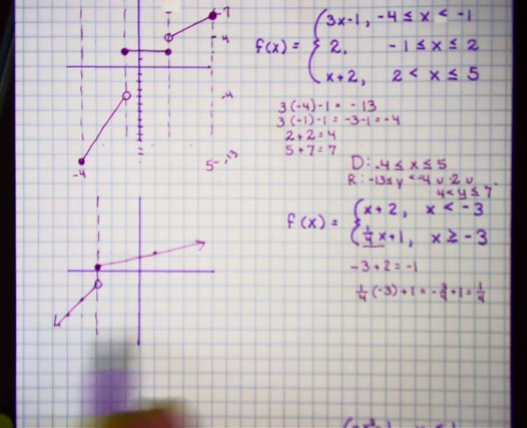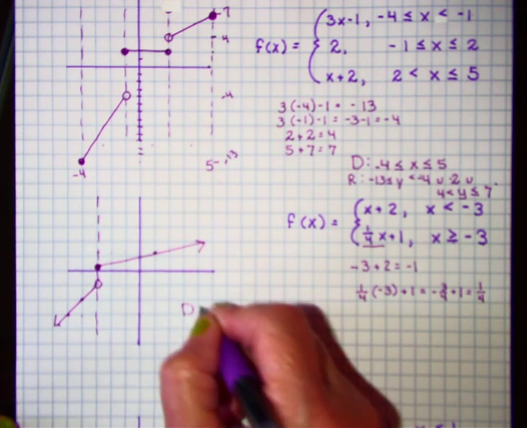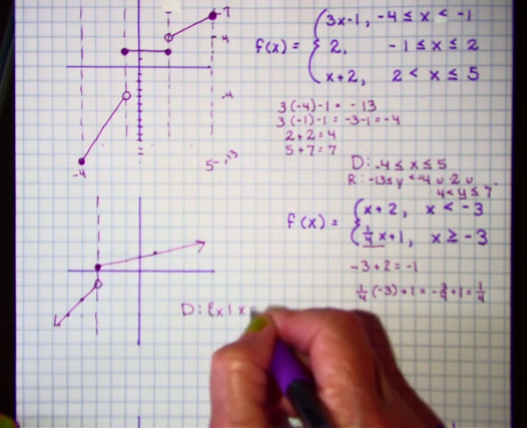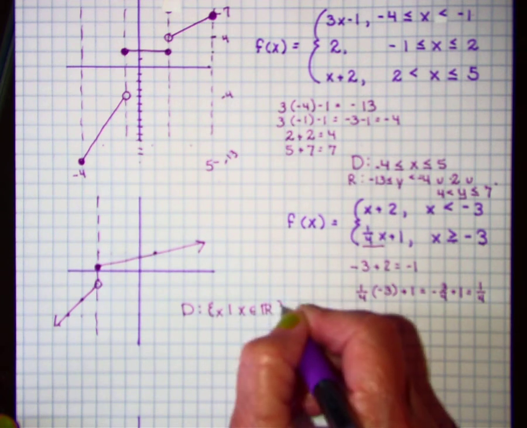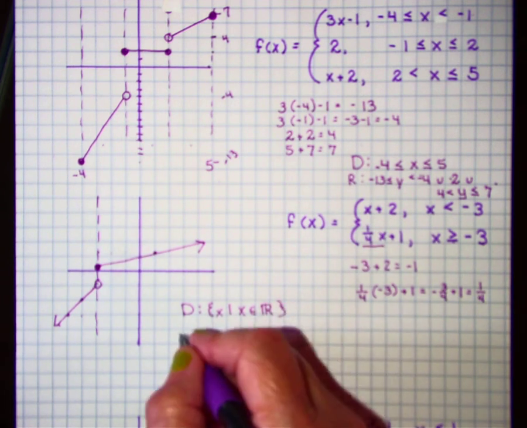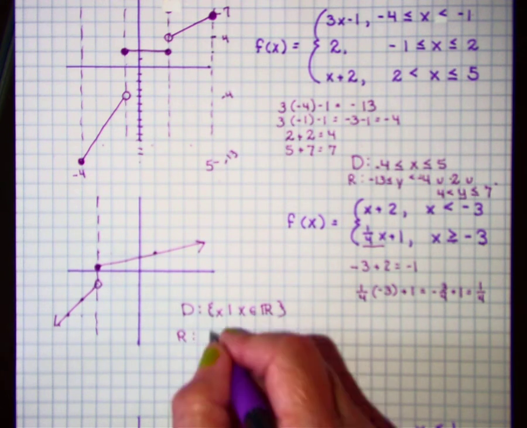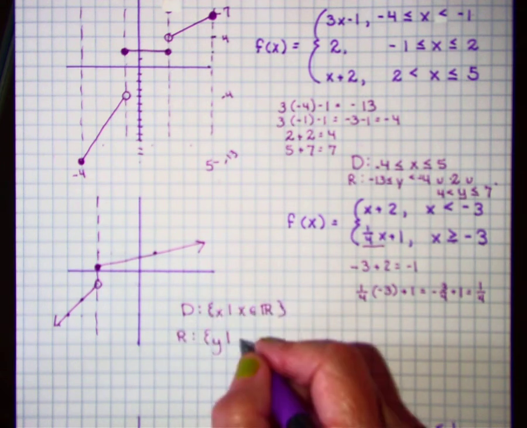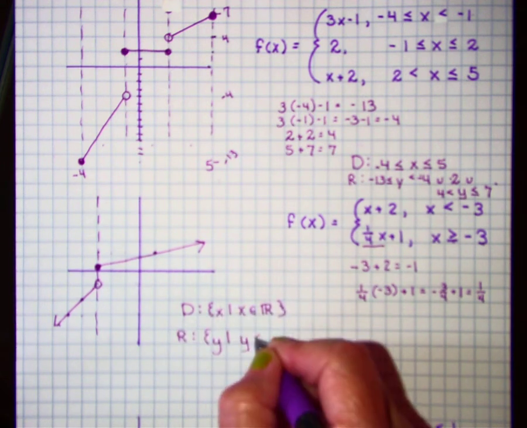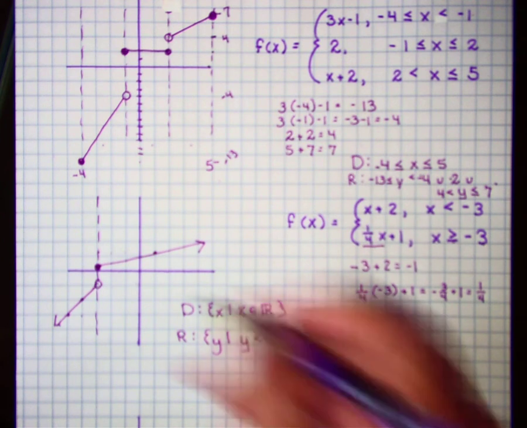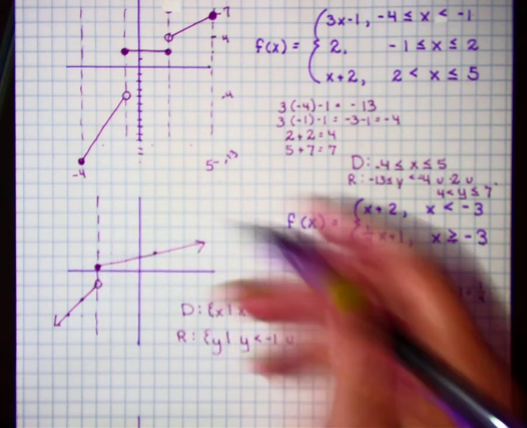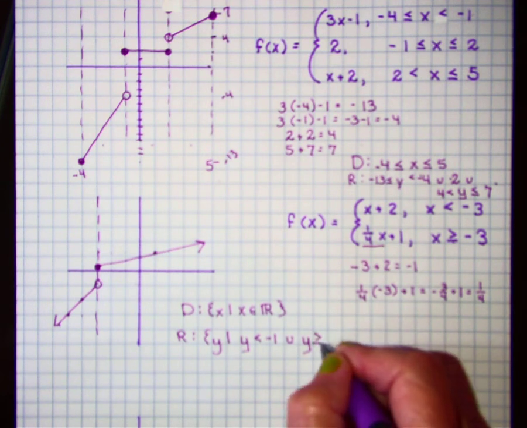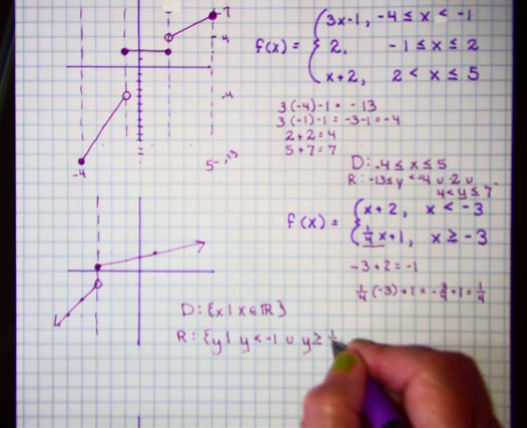My domain, again, is all real numbers. So my domain is x such that x is an element of all real numbers. My range, however, will go from negative 1 down, so it'll be where y is less than negative 1, or 1/4 up. So, or y is greater than or equal to 1/4.